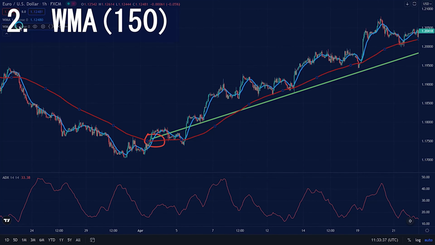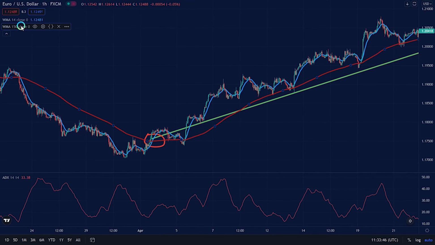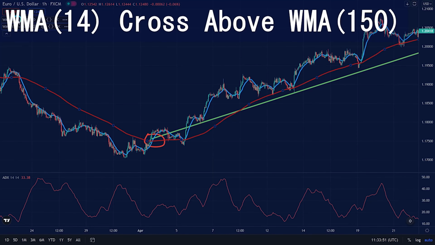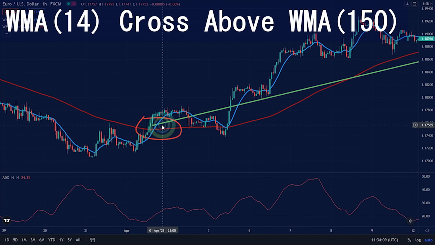There is nothing too complex about this strategy, and I guess you already know what is the first condition for our entry. The first condition is that when the 14 period WMA crosses above the 150 period WMA, it is our first buy condition. So based on that, here it exactly happened here.